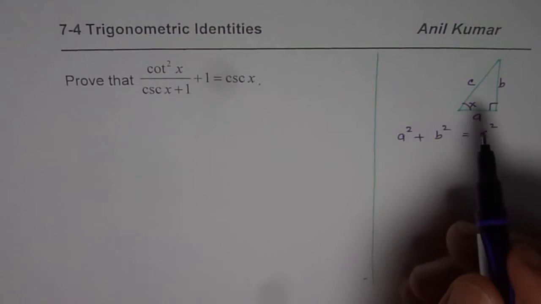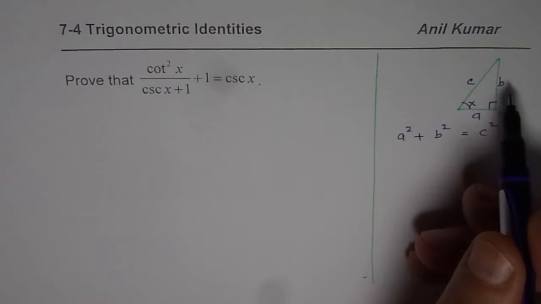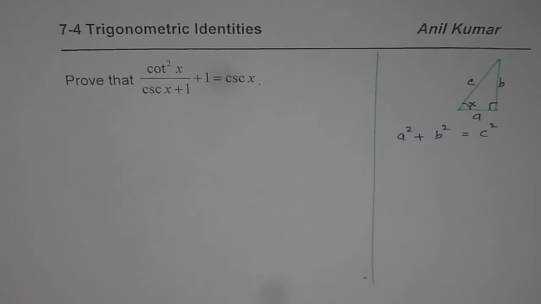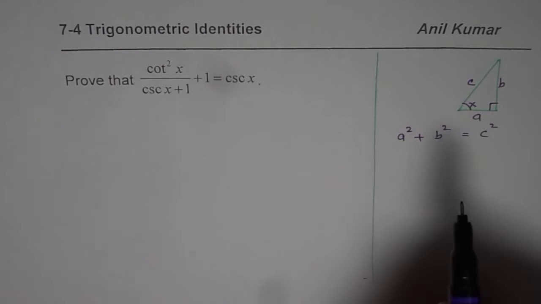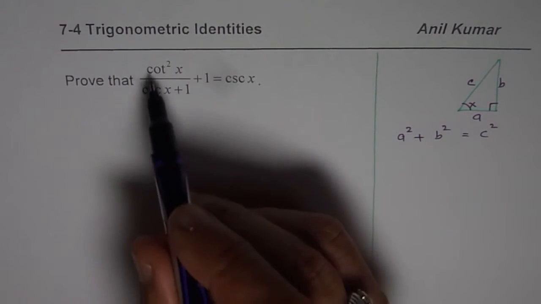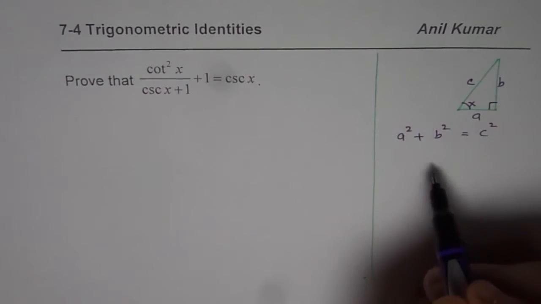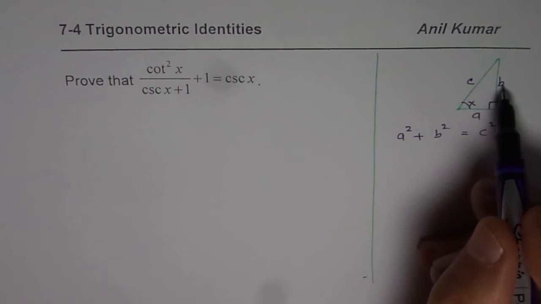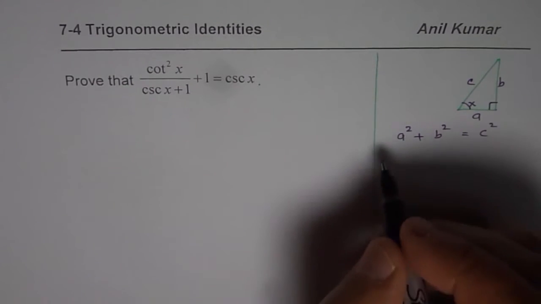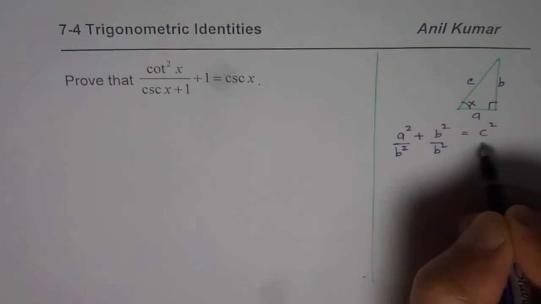So as you know, cosecant is c over a and cot is actually a over b, right? Sorry, cosecant is c over a, and as you know, we really need a relationship between cot and cosecant. Cot is a over b and cosecant is c over b. So it is divided by b. So if I divide this by b square, what happens?